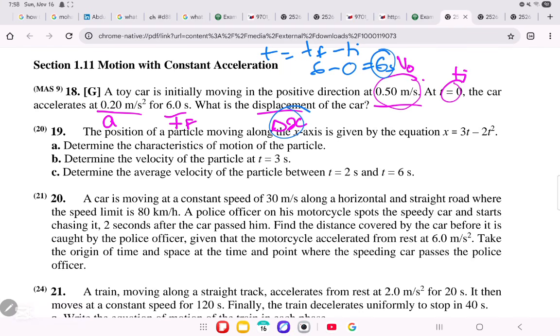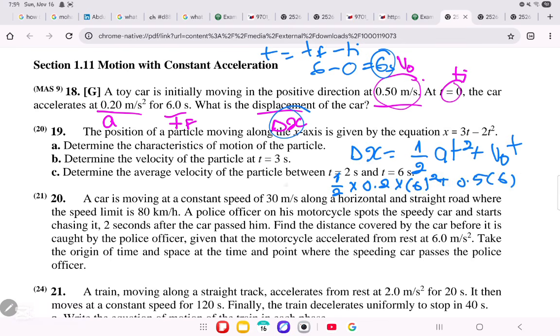Delta x equals 1 over 2 a t squared plus v0 t. Okay, so it's gonna be 1 over 2 times the acceleration, which is 0.2, times the time, which is 6 squared, plus v initial, which is 0.5, times the time, which is 6. Put it on the calculator. 1 over 2 times 0.2 times 6 squared plus 0.5 times 6. I get my answer to be 6.6 meters. So this is my displacement.